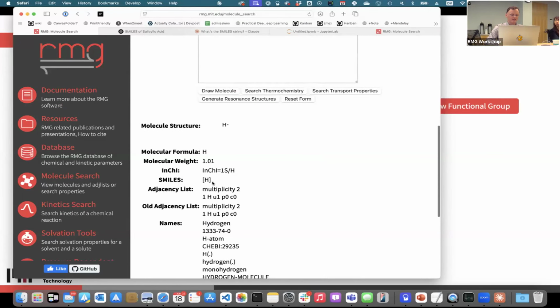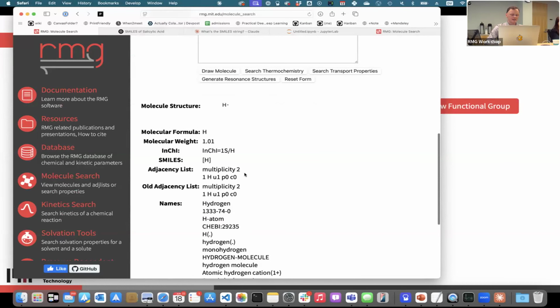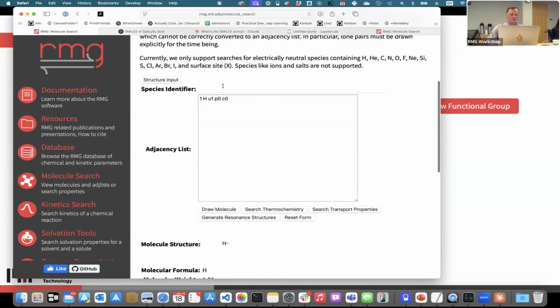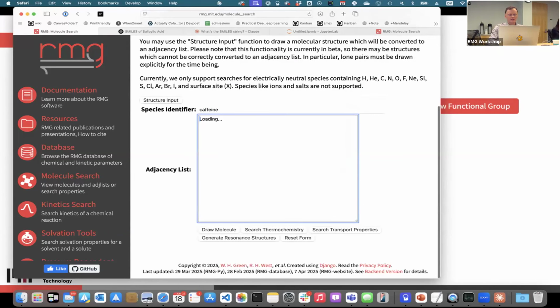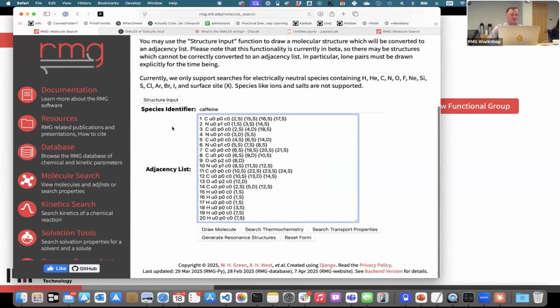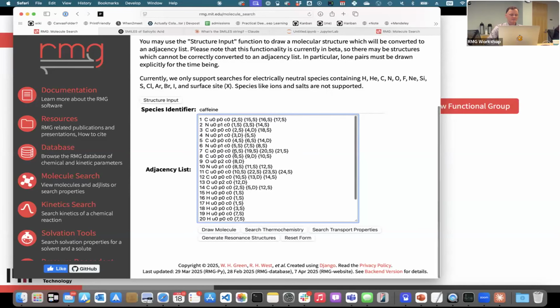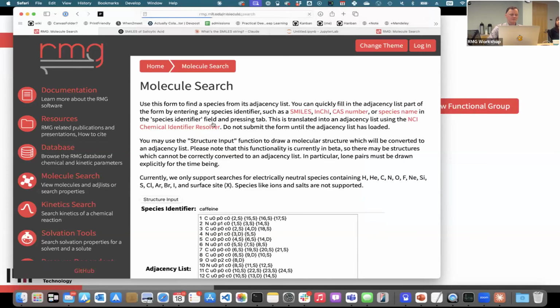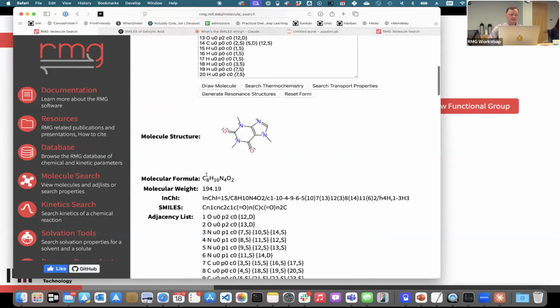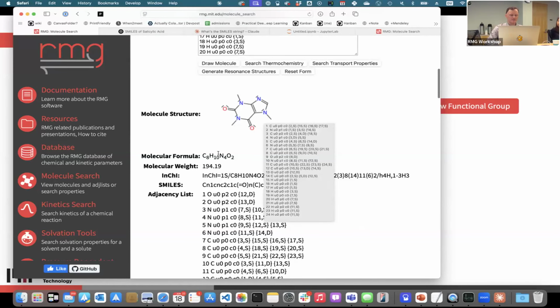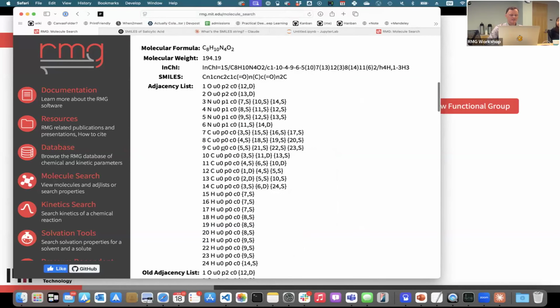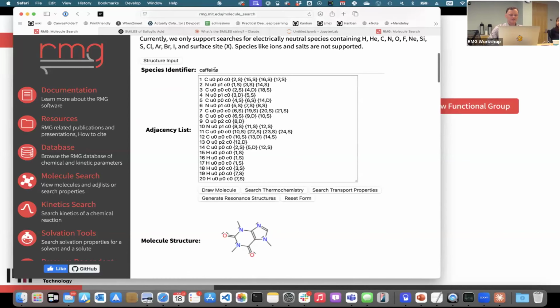And it also gives me other descriptions like the SMILES string. And here's the adjacency list. It's added the multiplicity. I can also enter things like caffeine. And if I hit tab, it will do a quick background search and find caffeine. This is my adjacency list for caffeine. And there's my picture of it. It tries to draw the lone pairs on the nitrogens and so on. And here's the adjacency list description.